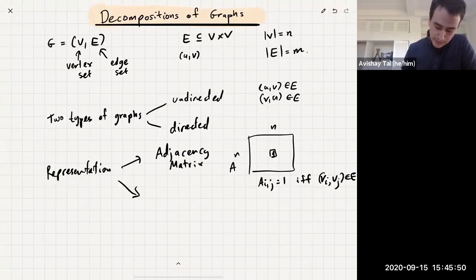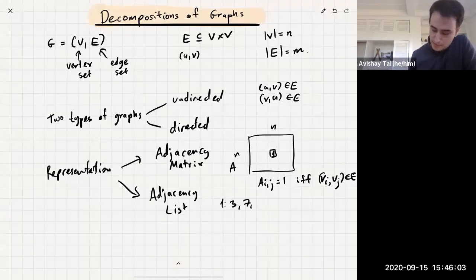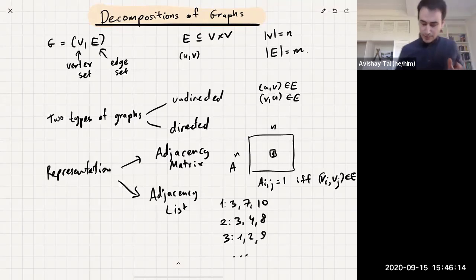The other is to represent it using an adjacency list, which is just to say for every vertex, let's say for vertex 1, I specify which are the neighbors of this vertex. So let's say this is 3, 7, and 10. For vertex 2, it's, I don't know, 3, 4, and 8. And for vertex 3, it's 1, 2, and 9, and so on and so forth. So here, for example, I chose a symmetric, undirected graph. You see that there's an edge between 1 and 3, and also between 3 and 1, and also between 2 and 3.